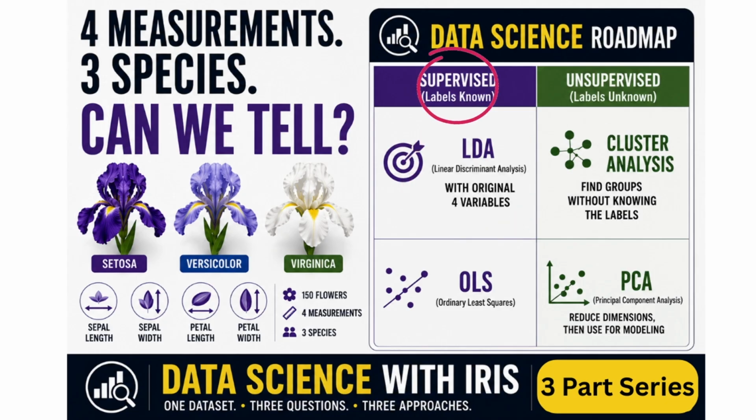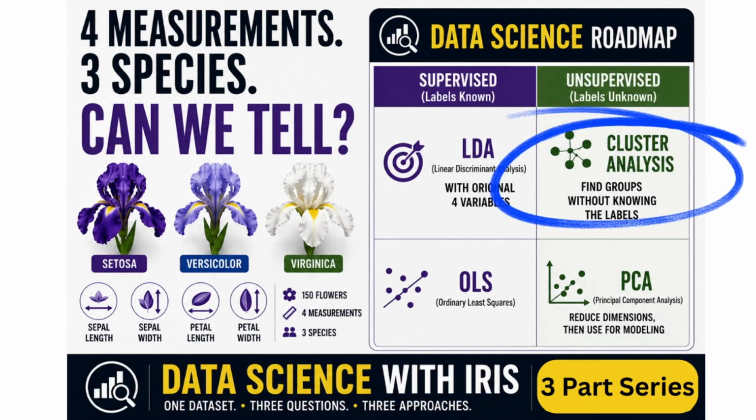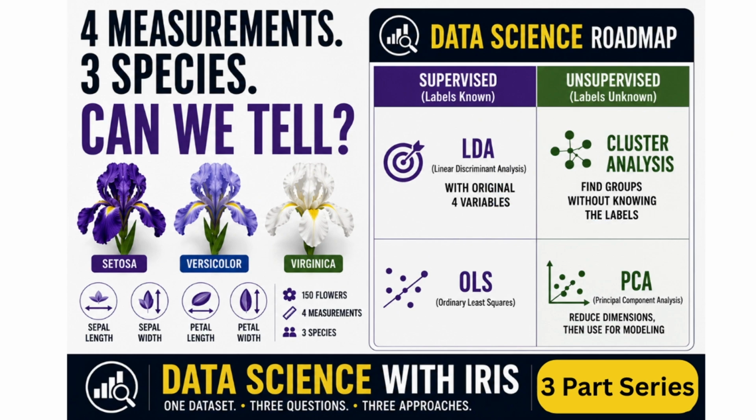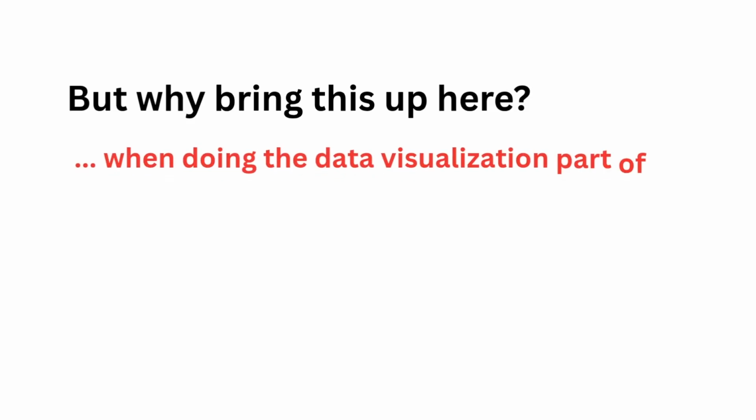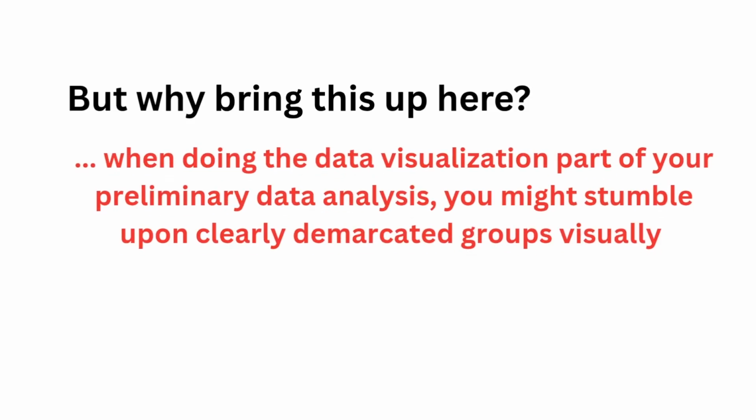That is, we already know the species beforehand and we're not trying to infer them from the visual groupings or clustering. So we'll come back to the issue of hidden groupings in part 3 under cluster analysis. But you might ask, why discuss this here if it's really part 3 content? Well, the reason we brought this up here is because when doing the data visualization part of your preliminary data analysis, you might stumble upon clearly demarcated groups visually.